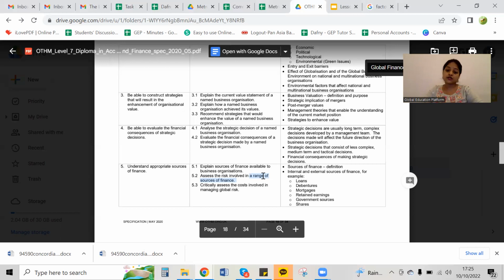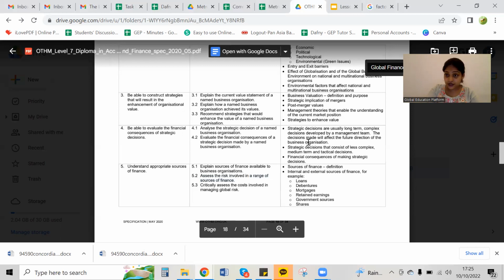Then you'll also be looking at the costs involved in managing global risk. When we consider global risk, we will be looking at the international part of it, meaning you have a local operation but you're also operating internationally. In that case, we will be looking at the global risk elements, what would be the global risk in terms of finances and so forth. So we will be looking at that concept here. These are the contents that we will be looking at.